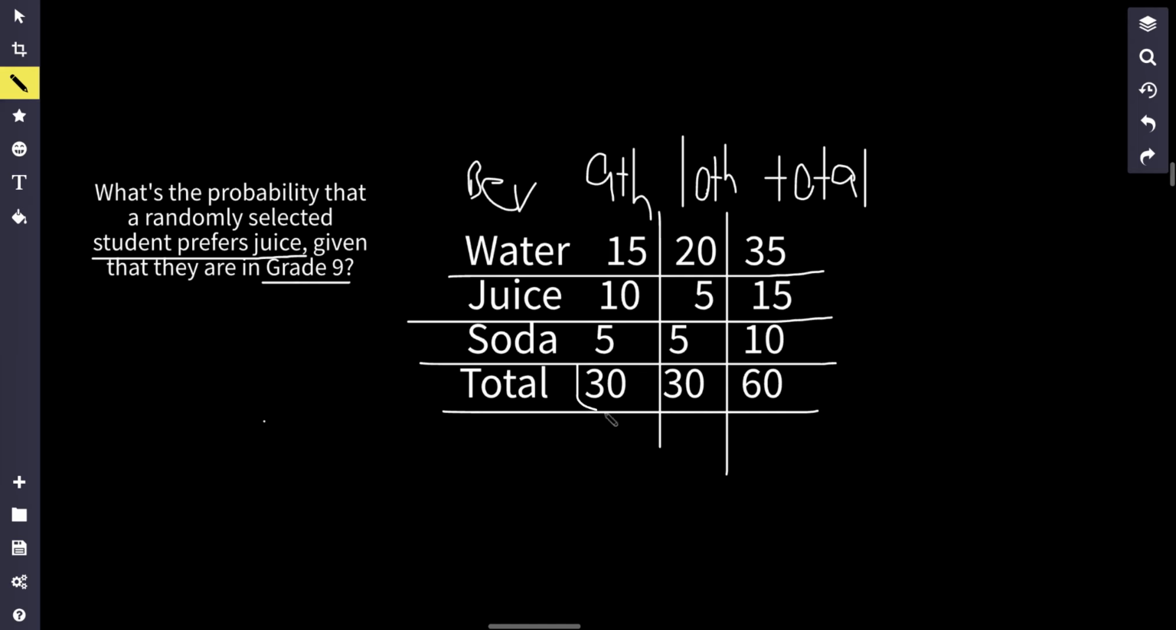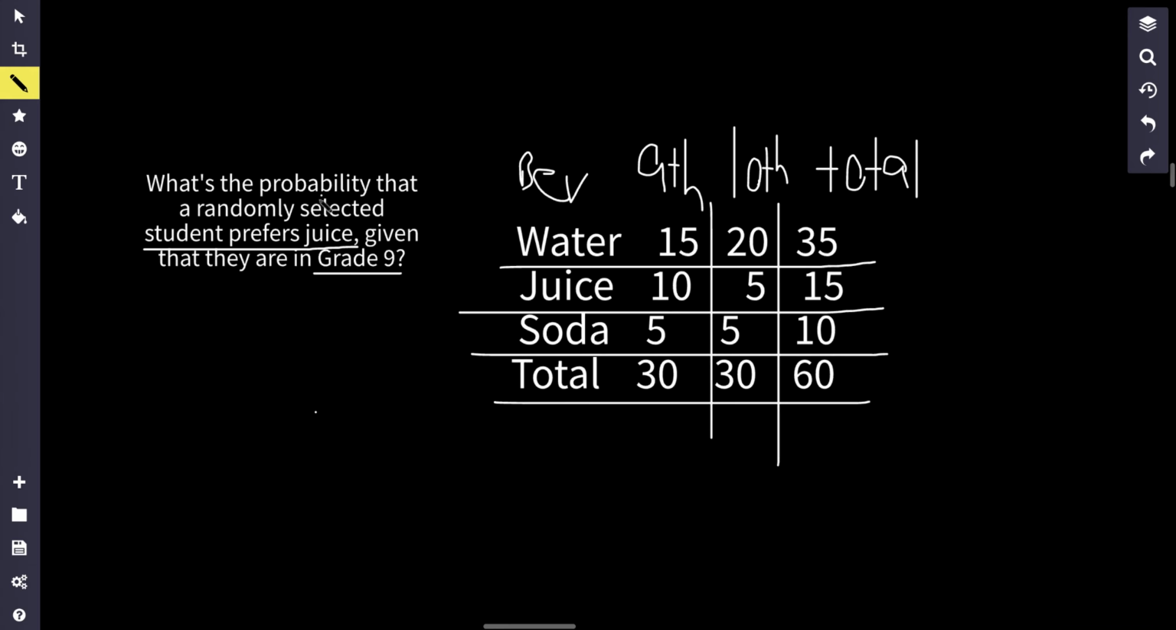And then, there's 30 9th graders in total. And 30 10th graders in total, okay? Now, what is the probability that a randomly selected student prefers juice given that they're in grade 9?